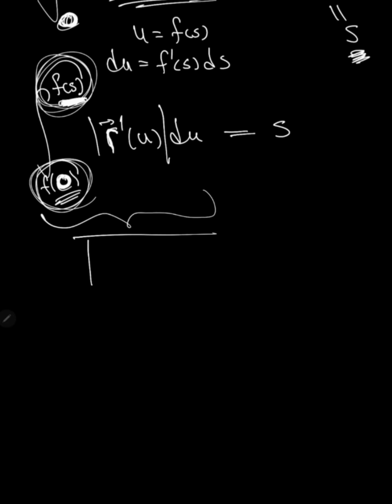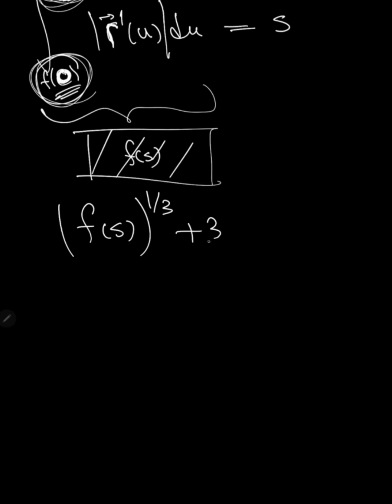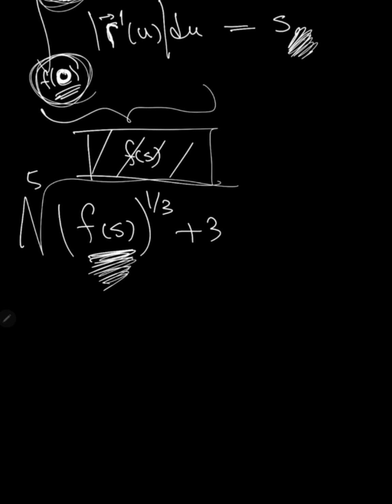So we have an expression on the left-hand side, some very likely horrible expression in terms of F of S, perhaps something like F of S to the 1/3 plus 3 fifth root of that. The right-hand side is just S. So because we have all F of S's on the left-hand side and S on the right-hand side, we can now solve for F of S as an algebra problem. Just think of F of S as a variable, and you're solving for F of S by throwing everything else to the other side.